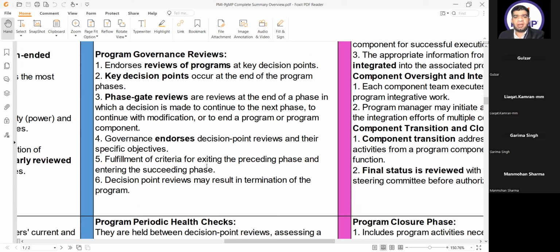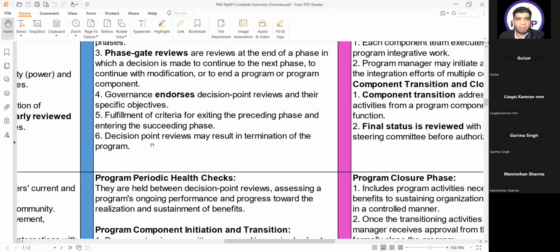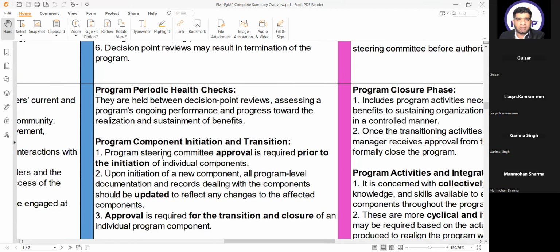Fulfillment of criteria for exiting the preceding phase and entering the succeeding phase, and decision point reviews may result in termination of the program. Then we have program periodic health checks. They are held between the decision point reviews, assessing a program's ongoing performance and progress toward the realization and sustainment of benefits.